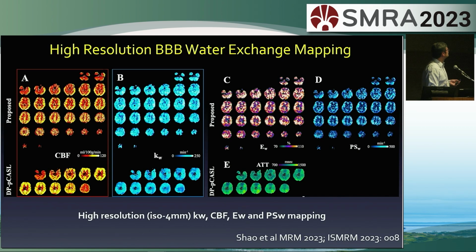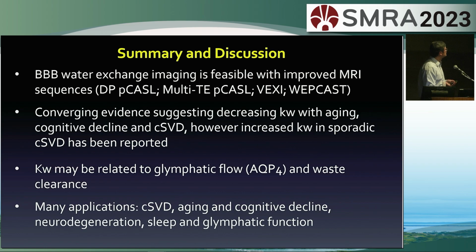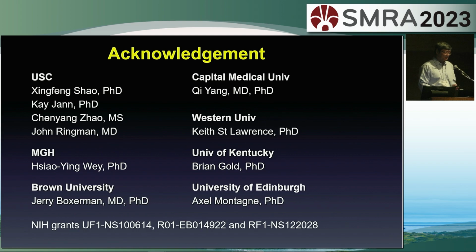We have recently developed a high-resolution version of this, isotropic at 3 to 4 millimeters. So this is our conclusion. Basically, it's feasible to do water exchange imaging with non-contrast methods, and there's evidence of decreased KW with aging, neurodegenerative disease, and cerebral small vessel disease. Thank you, everyone.